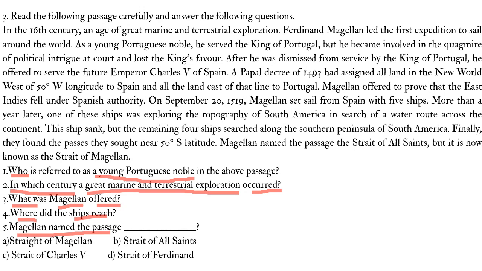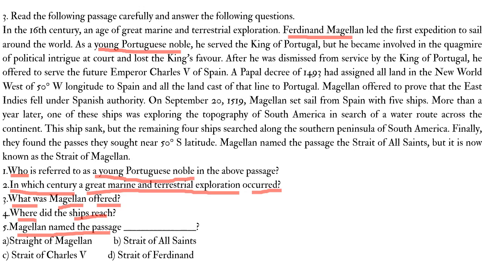So first, young Portuguese noble. Where is it? Yeah, here it is. The young Portuguese noble. As a young Portuguese noble, he served the king of Portugal. Here he is mentioned, but the person's name is not mentioned. But in the beginning, before this sentence, there is another: Ferdinand Magellan led the first expedition to sail around the world. As a young Portuguese noble, he served the king of Portugal, but he became involved in the quagmire of political intrigue at court and lost the king's favor. So you can understand here the young Portuguese noble is Ferdinand Magellan.